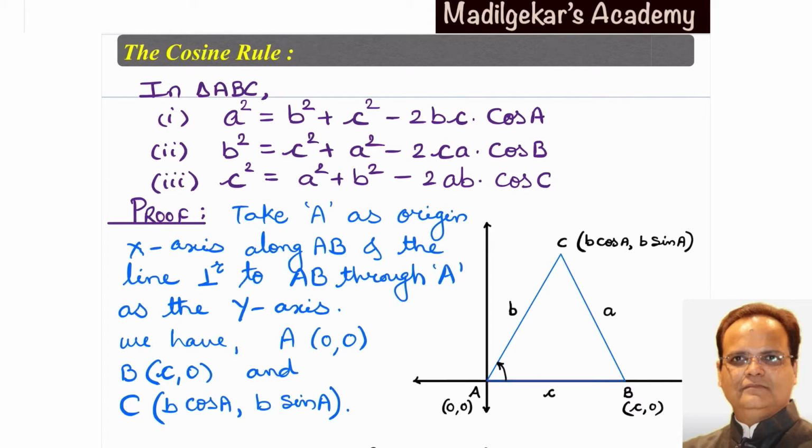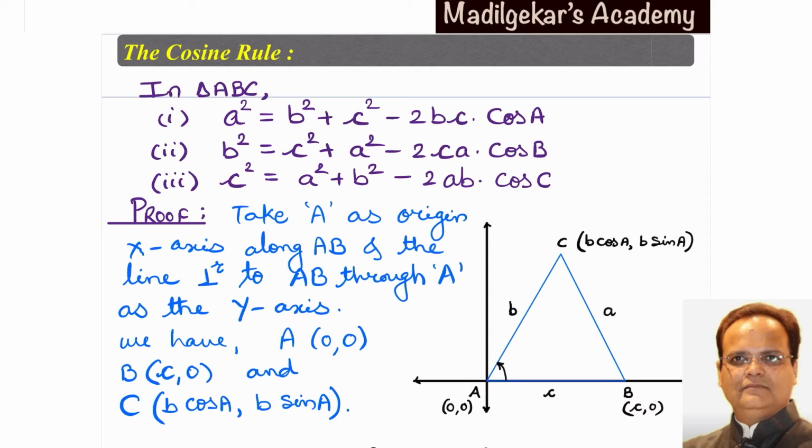Draw a line perpendicular to AB passing through A, which means draw the y-axis. We have the coordinates of A as (0, 0). As the length of AB is c and B lies on the x-axis, the coordinates of B will be (c, 0).